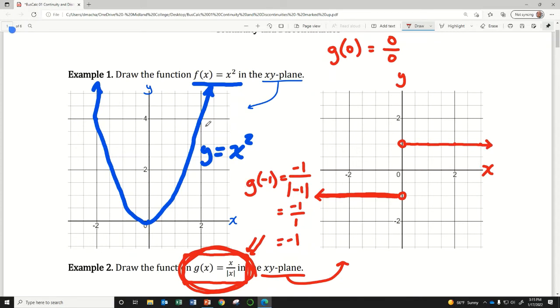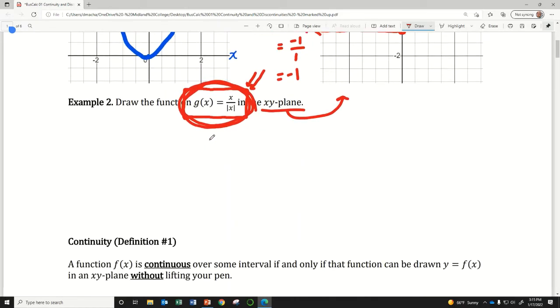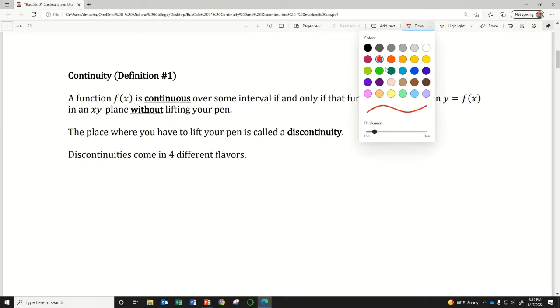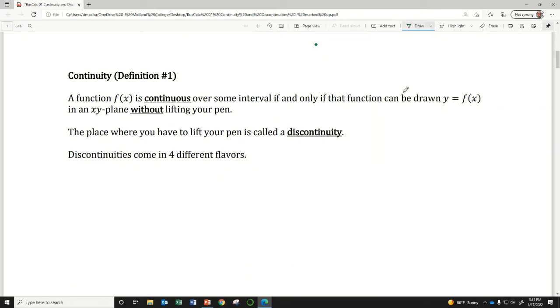So here are two examples of just drawing functions. And I want to point out one big difference between these two. And the idea is called continuity. So we say a function is continuous over some interval if, and only if, that function can be drawn in an xy plane without lifting your pen.